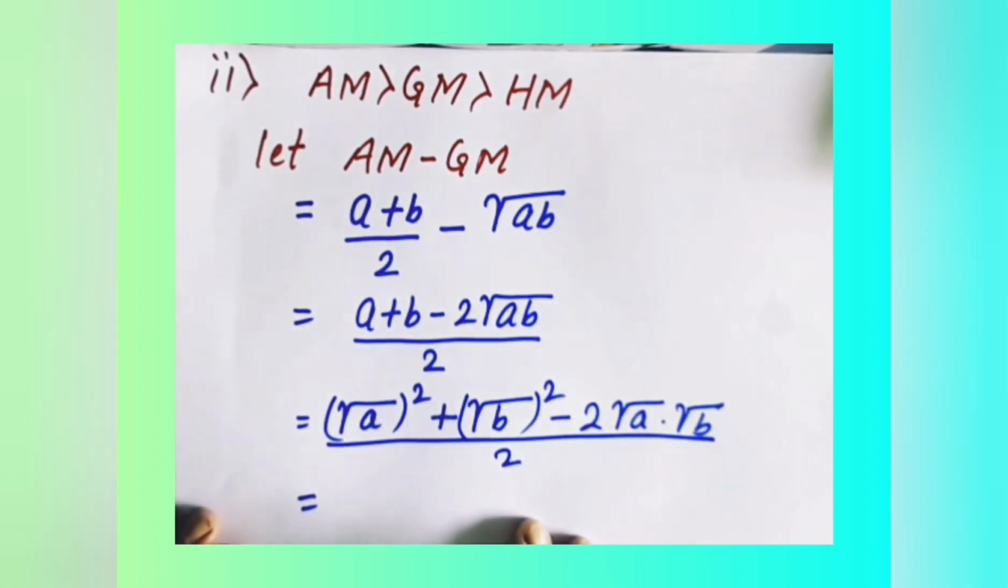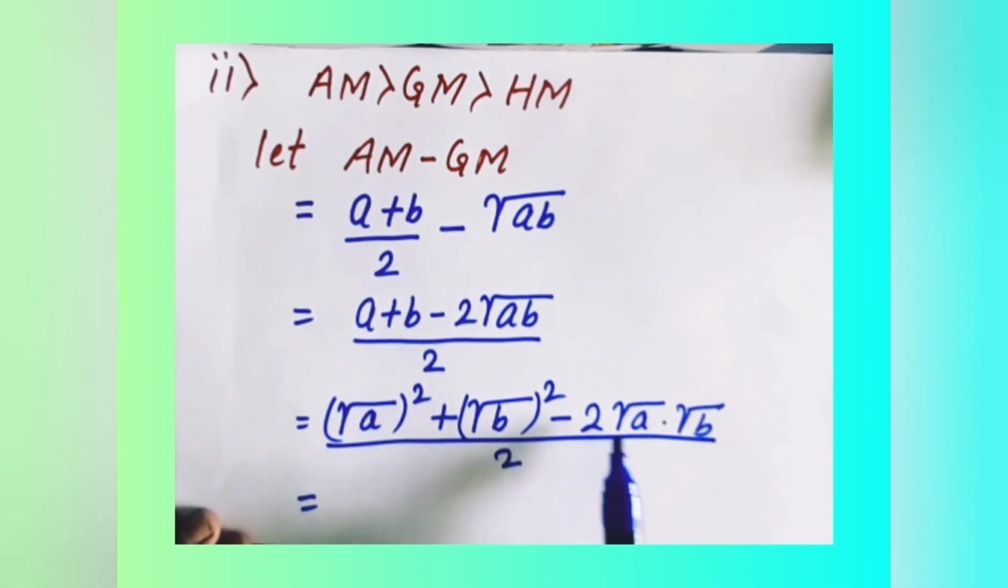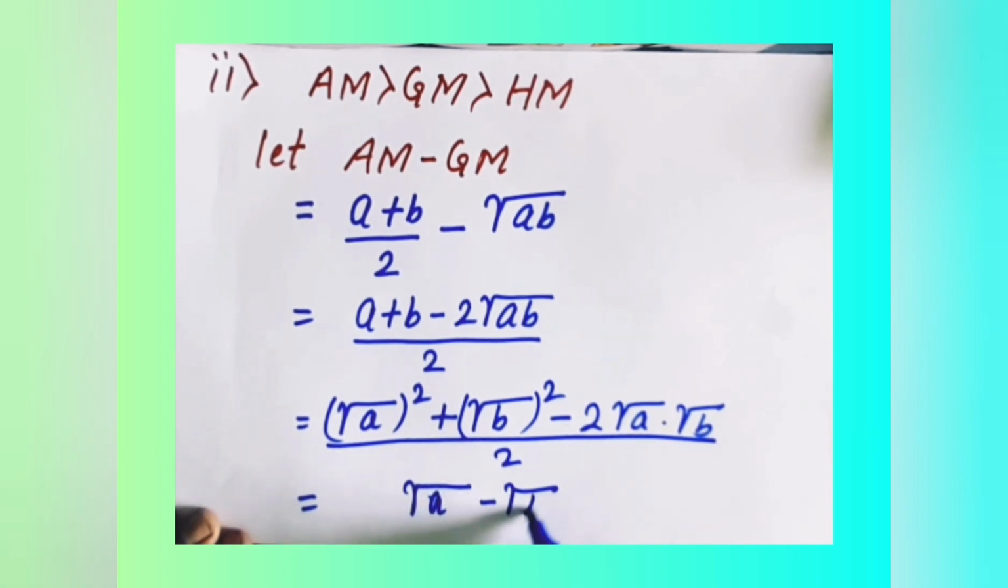So this becomes the expansion of (a minus b) whole square. This means a square minus 2ab plus b square. See this, we can write, this means (root a minus root b) this whole square, this whole upon 2. Now see this one.